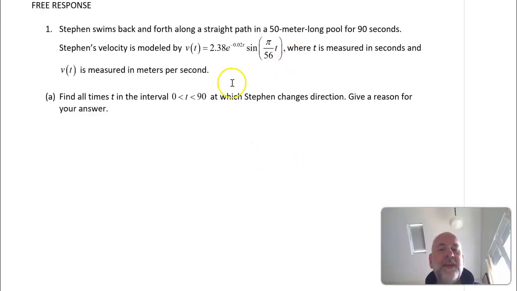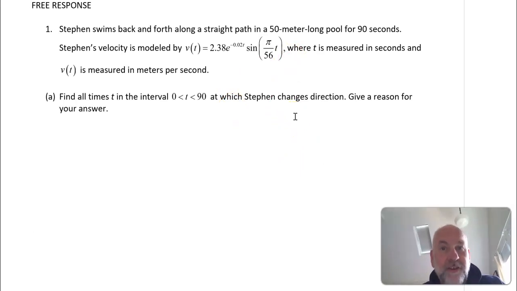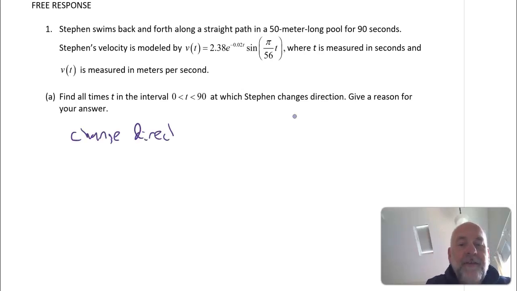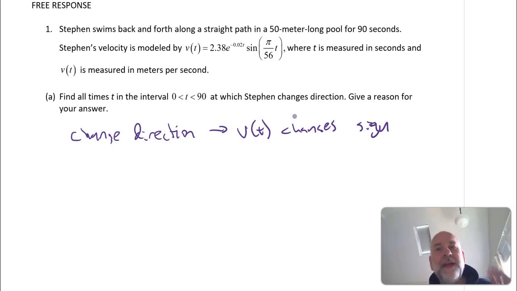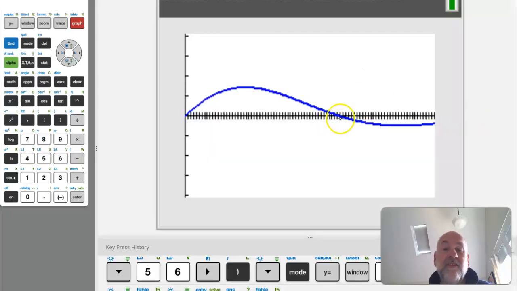Okay, so back to the problem. Find all times t in the interval at which Stephen changes direction. And we have to give some indication of what we're doing. So we could say change direction, and I'm doing this live, and that is when v of t changes sign. If you contemplated the sign of velocity, then you got a point right there. V of t changes sign. All right, so I just need that 0 right there.